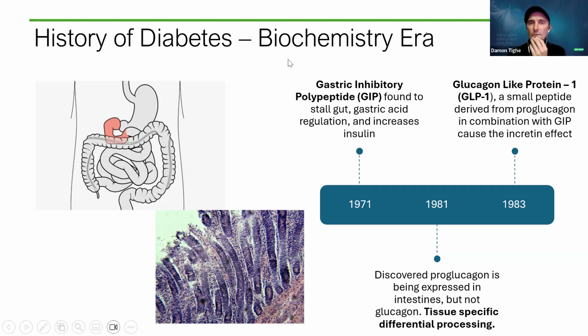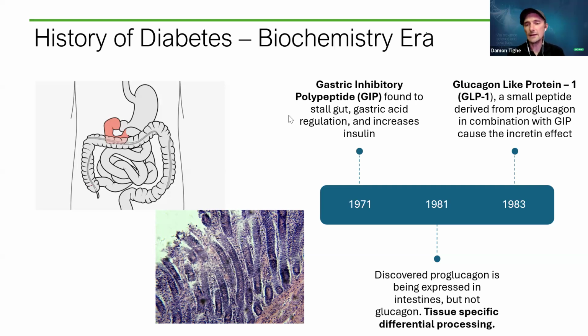Using that as a jump off, the next portion of the biochemistry era happens in the 1970s. This is when what Laguesse had seen, that if you give a patient the same amount of glucose orally versus injecting it, you get a bigger insulin response, comes down to two hormones being produced in the gut. The first one found is gastric inhibitory polypeptide, originally found to stall out the gut with gastric acid release and increase insulin.